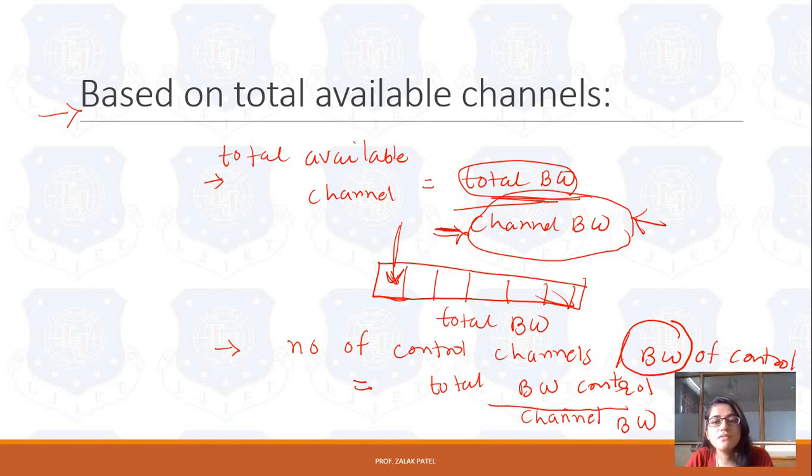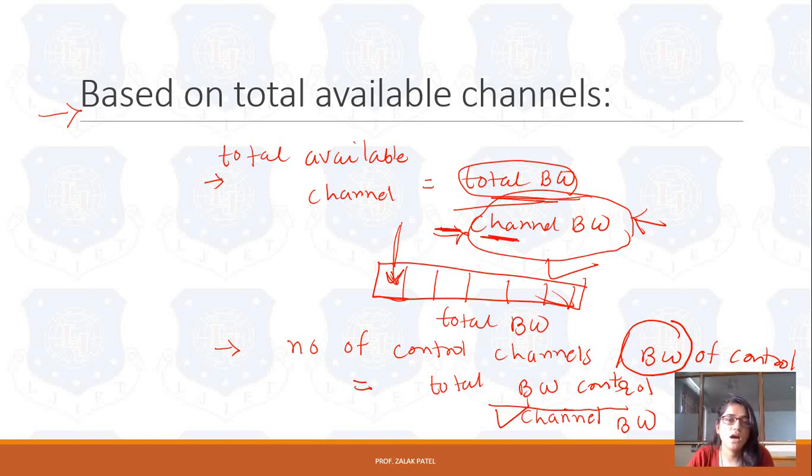Now this channel bandwidth is the same as in the previous equation, so these both values are same. But in case of finding the number of control channels, you have to use the control bandwidth, and in case of finding the total number of channels, you have to consider the total bandwidth. This is how you can find the number of control channels.